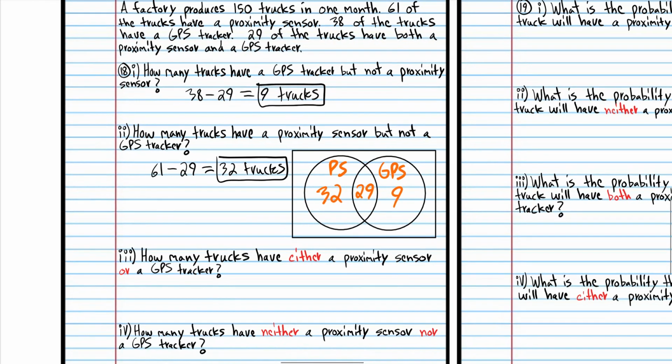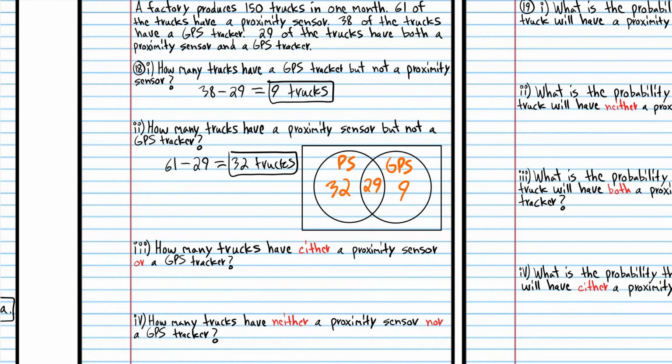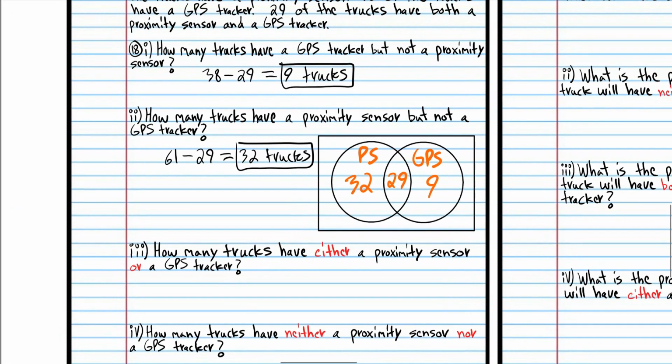For part 3, how many trucks have either a proximity sensor or a GPS? So we basically just add up all those numbers. 32 plus 29 plus 9. And we get 70 trucks.